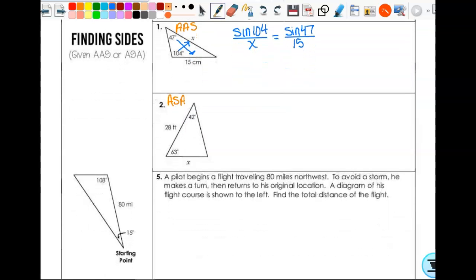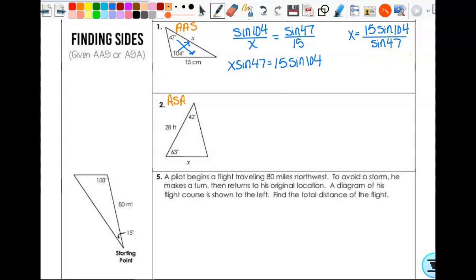Then from there, it should be a piece of cake to solve. I'm going to cross multiply: x times the sine of 47 equals 15 times the sine of 104. Then to get x by itself, I'll just divide by the sine of 47. So x is equal to 15 times the sine of 104 over the sine of 47.